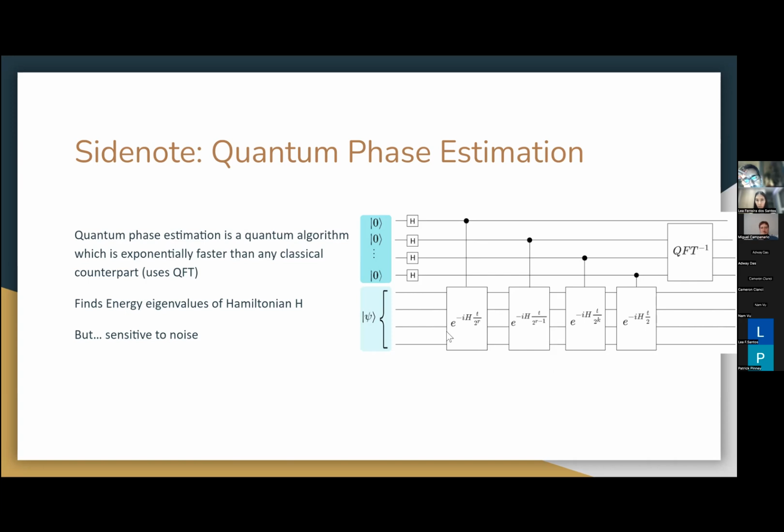And same thing with the quantum Fourier transform. So this is good because it's exponentially fast. It's really strong. It's an incredibly powerful algorithm. But because it needs these exponentially finely tuned gates, it is going to be very sensitive to noise in your system.